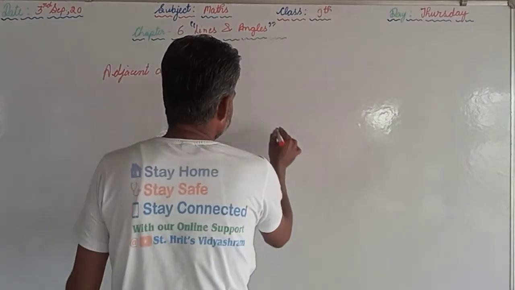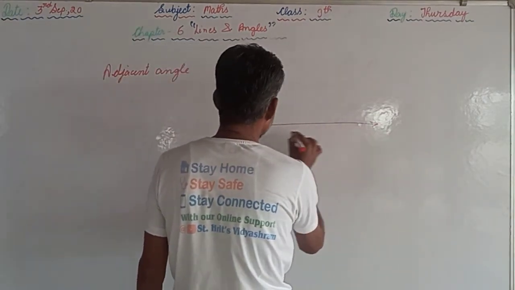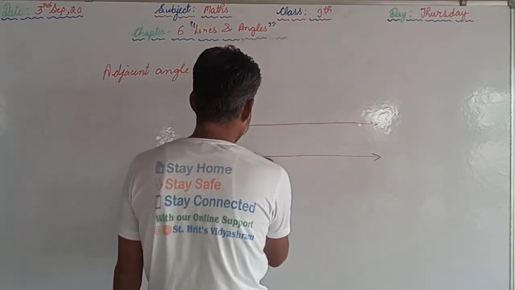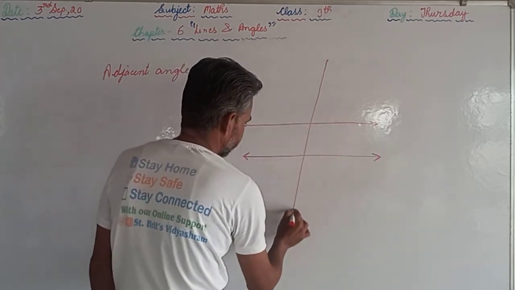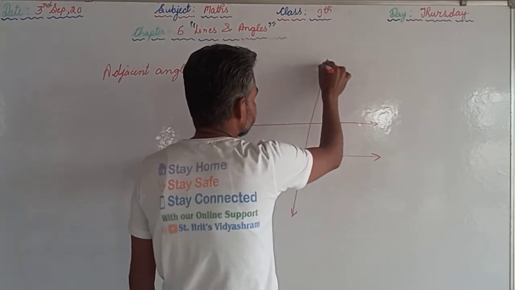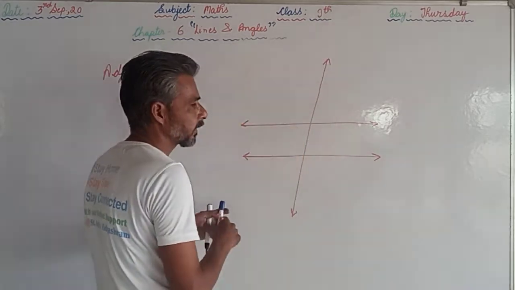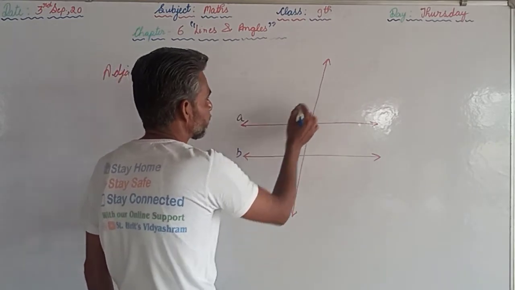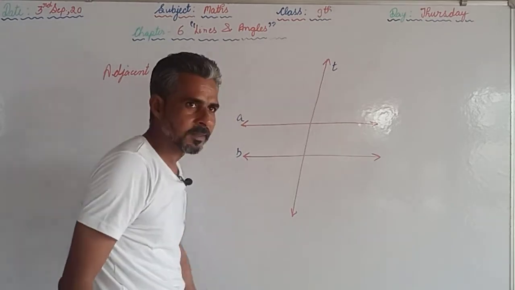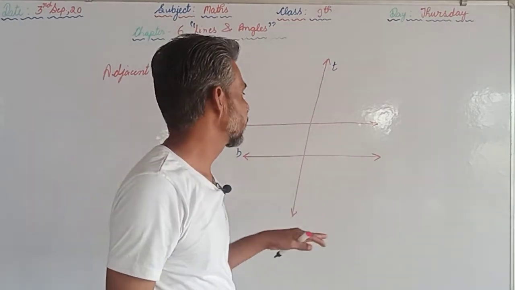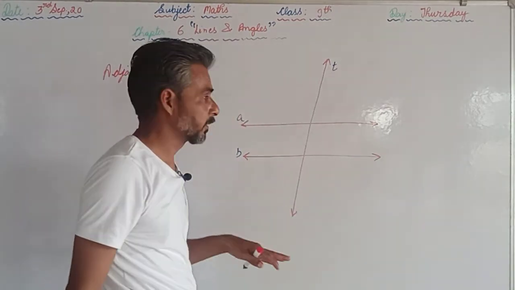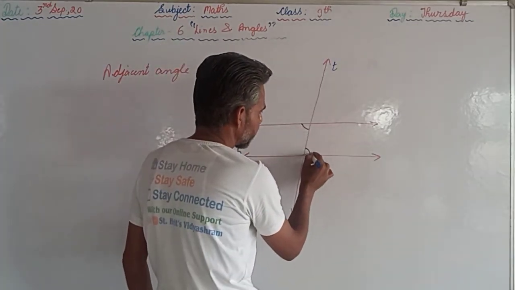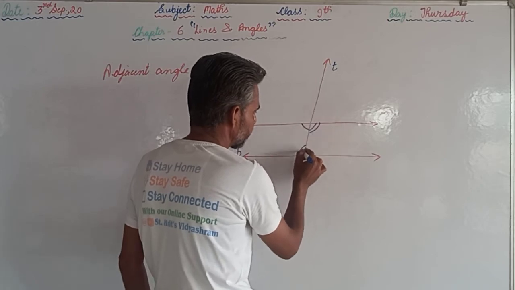So here two parallel lines have been taken. These are the parallel lines A and B, and this is the transversal T. Transversal means the line which is intersecting the pair of parallel lines. So here some angles will be formed: this angle, this angle, this angle and this angle.